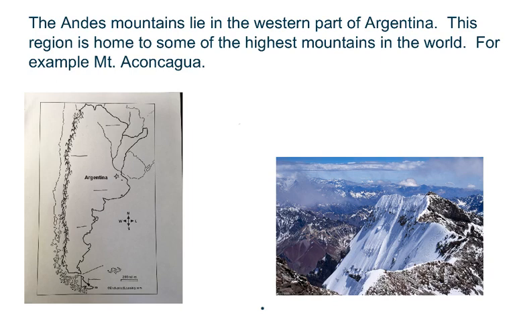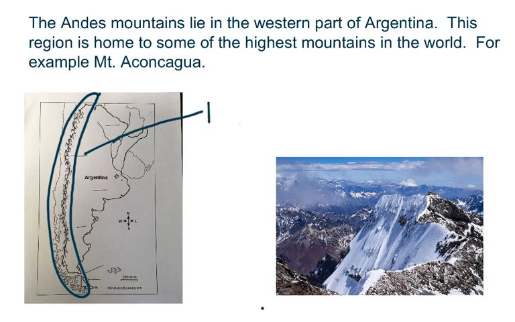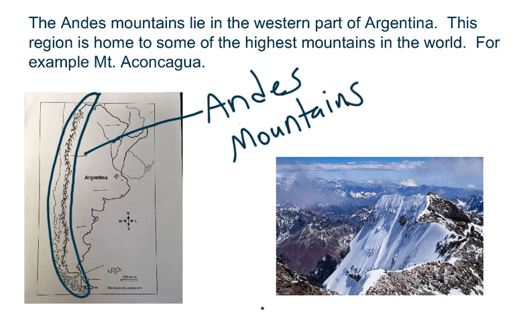On the western part of Argentina, we have the Andes Mountains, and these are found in this region right here. And those are known as the Andes Mountains. This region is home to some of the highest mountains in the world. For example, Mount Aconcagua, which happens to be the tallest mountain in South America, is also found here.